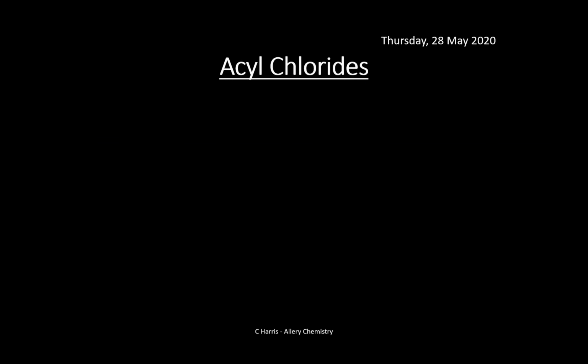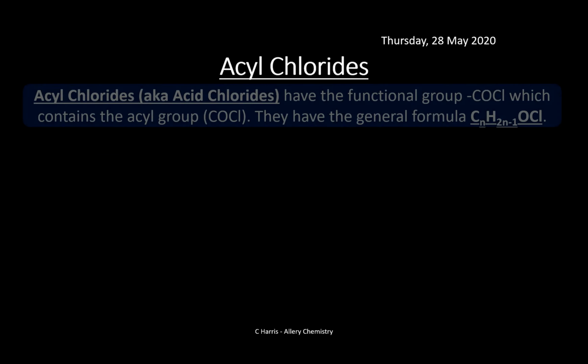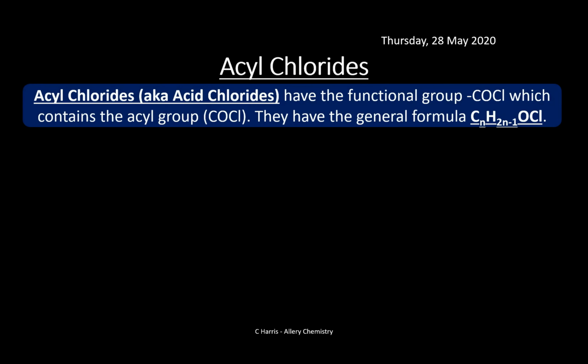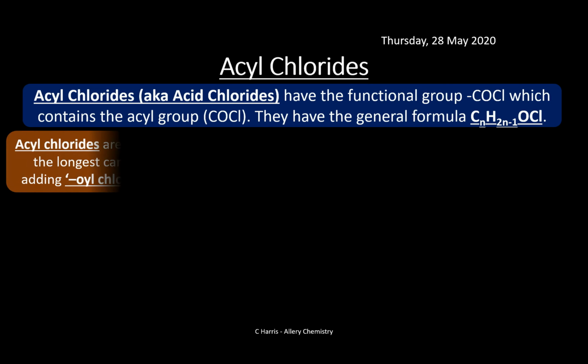Okay, so I did say we're going to look at these as well, which are acyl chlorides, also known as acid chlorides. And they have this functional group of COCl, and they're derivatives of a carboxylic acid, okay, as you'll see soon. So they have the general formula CnH2n minus 1 OCl. Okay, so that's the general formula. You need to know these general formulas because they can give you molecules with large numbers of carbons and hydrogens. You need to be able to work them out of the formula.